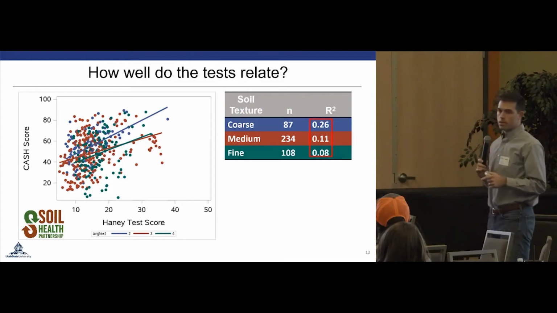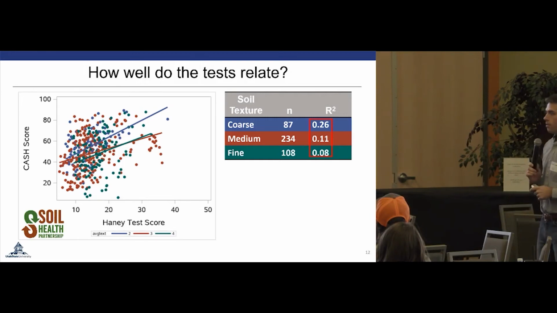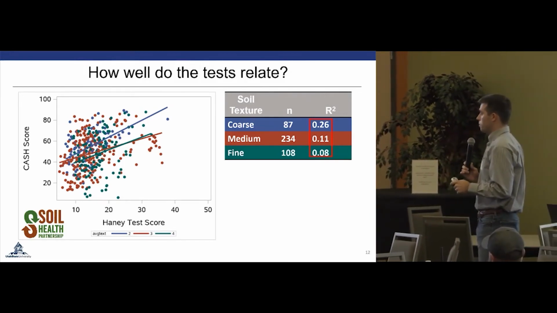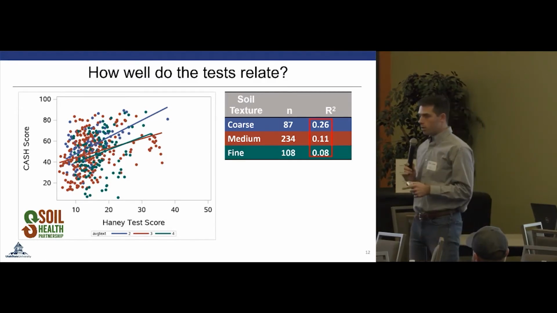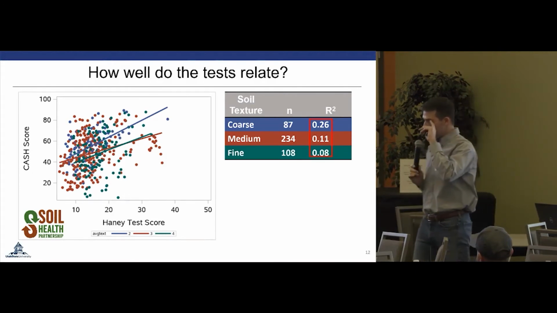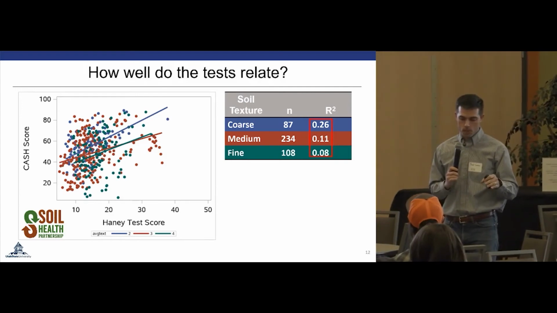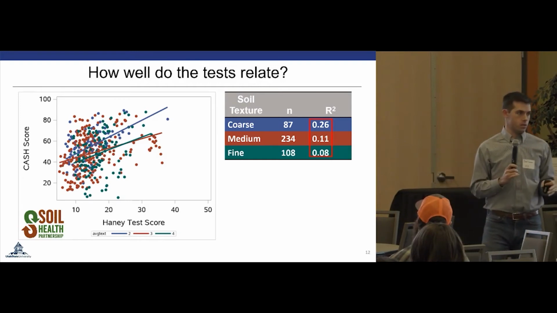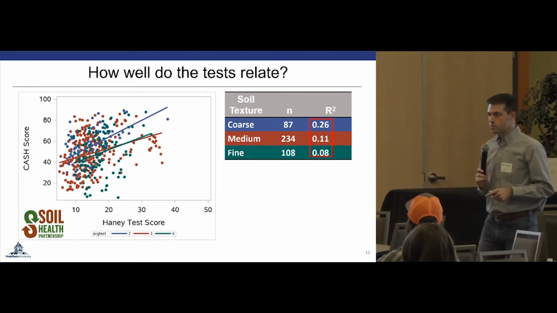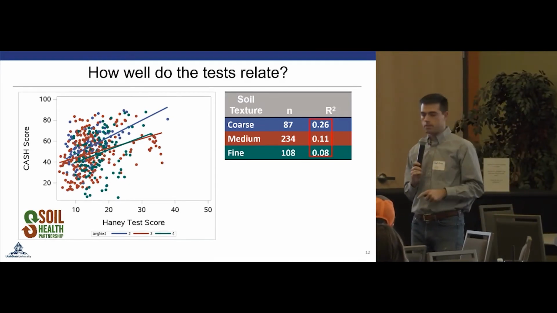Now, how well do these tests relate? Since they're testing similar things, we wanted to run some regression analyses, and we found that the correlations were dependent on the soil texture. Now, the CASH overall score: for the CASH index score, you take each of these indicators and then just average them together to get an overall soil health score for your field, as opposed to the Haney test, which is just a multiplicative calculation, like I showed.